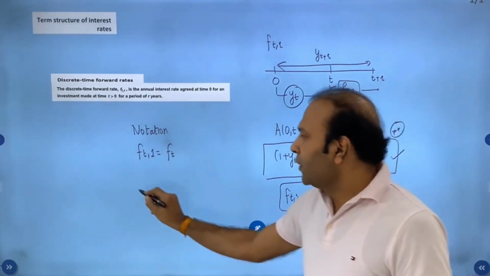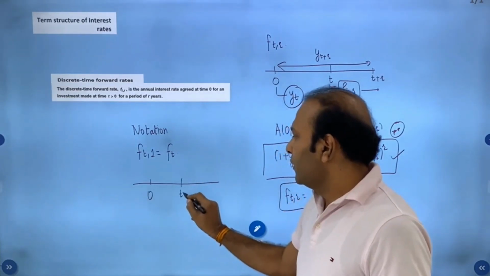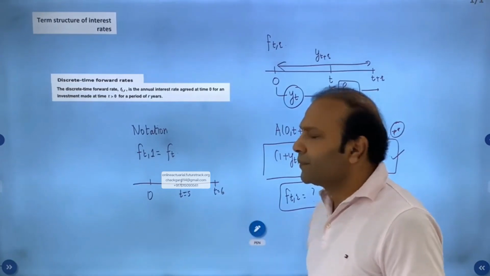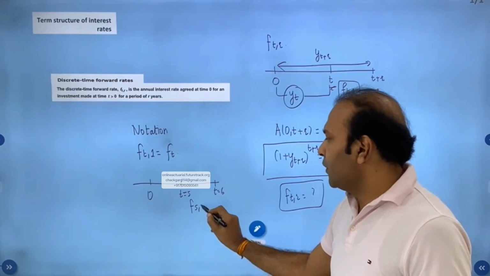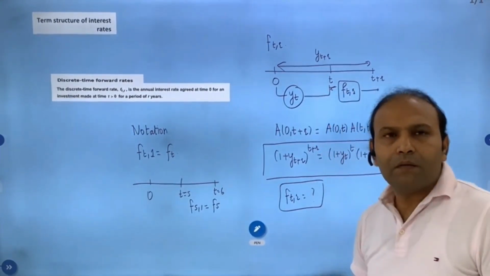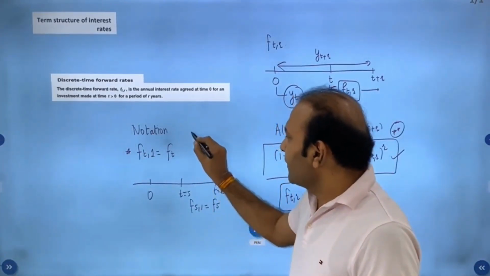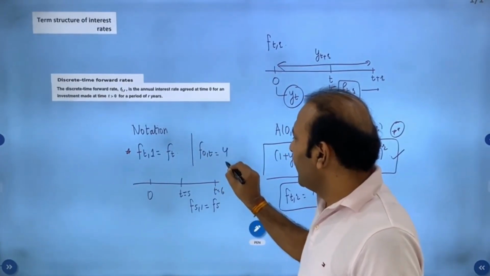A very important thing. Class, let us suppose we have forward rate from time 5 to 6. So we can write this as f5 comma 1, or this is equivalent to f5. Fine. Second important thing, class, f0 comma t, it is equivalent to yt only.